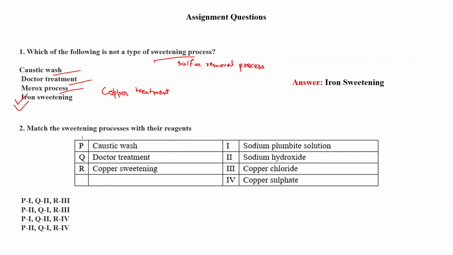Now the second question is to match the sweetening process with their reagents. As I told you, the caustic wash procedure uses sodium hydroxide, doctor treatment uses sodium plumbite solution, and copper sweetening uses cupric chloride. So the answer is P is 2, doctor treatment, that is Q, is 1, and copper sweetening is cupric chloride. So basically P2, Q1, R3.